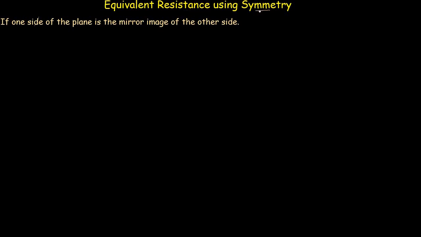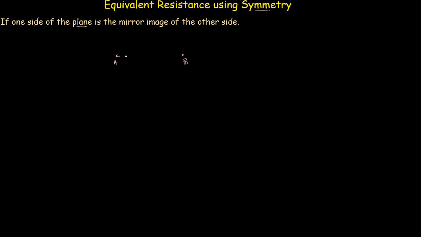So basically, what is a symmetry? From the mathematical point of view, we can say that if one side of the plane is the mirror image of the other side, then there exists a symmetry in that plane. Now if we have a complex circuit and we are asked to find the equivalent resistance between 2 points in that circuit, let's say point A and point B.